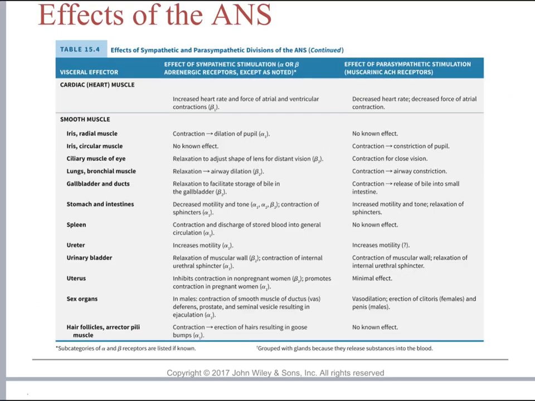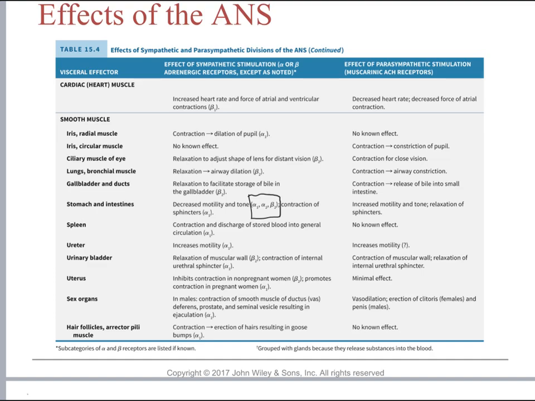We continue with the visceral effectors like the heart muscle, the eyes, the lungs, the gallbladder, stomach, spleen, ureters, sex organs. So all those organs that these systems touch and what they do. You should have a general understanding, again, not focusing on the specific alpha 1, alpha 2, beta 1, beta 2 receptors, but basically what they do, right? So for example, for the sympathetic cardiac muscle, we increase heart rate. And then here's that teeter-totter. For the parasympathetic, we decrease heart rate, okay?